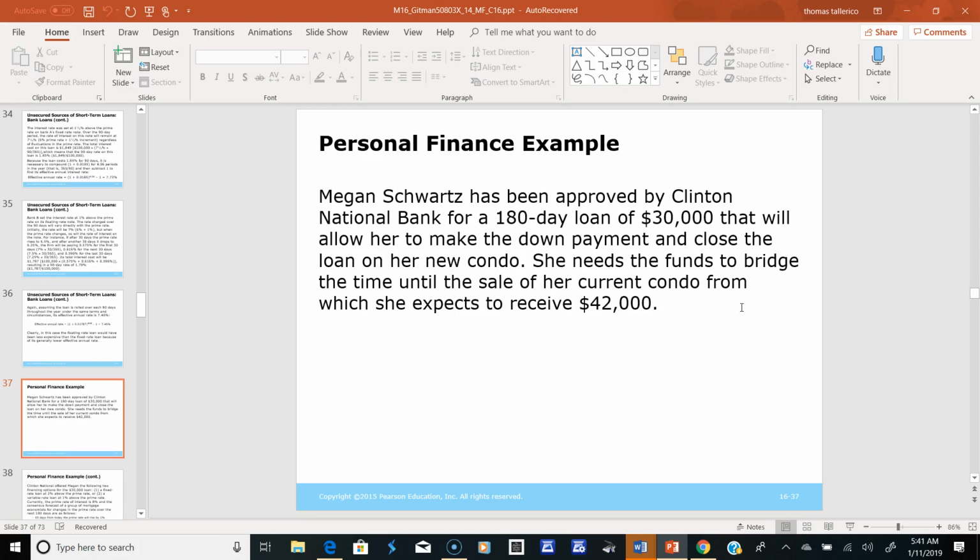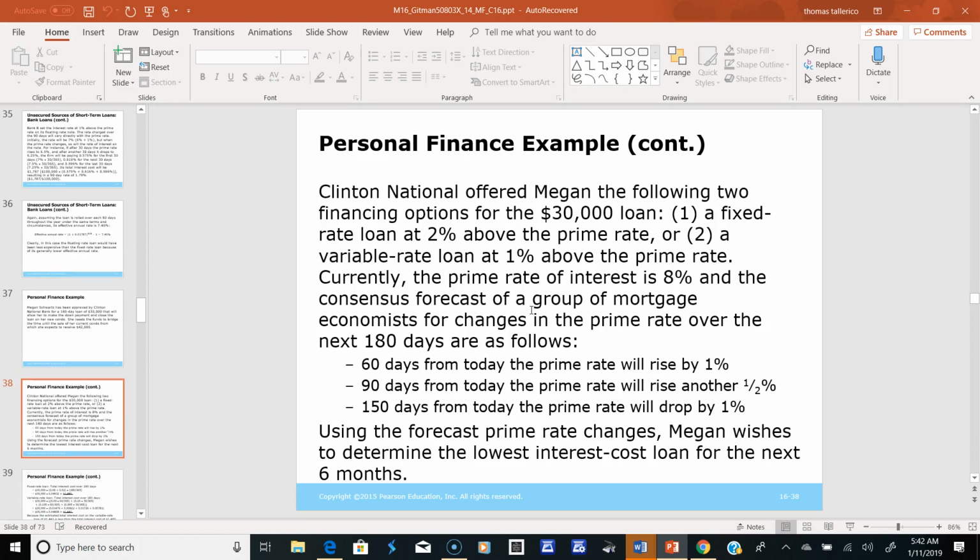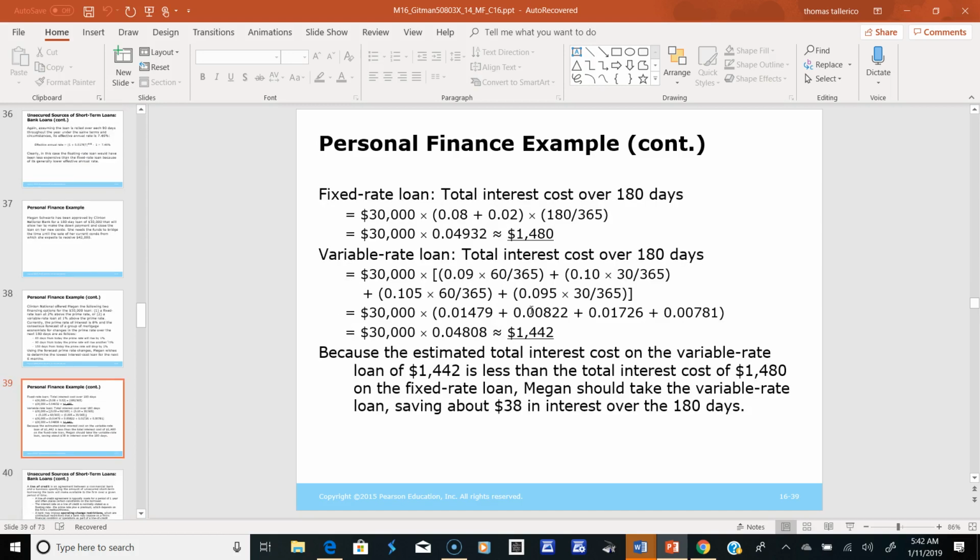Okay, so Megan has an example here. She wants to get a 180-day loan for $30,000 for some part of a condo, right? She wants a bridge loan until she can sell her current condo. All right, so here's what the banks offered her. So she got a couple different bank offers, right? And right here is the calculation of what she should do. And it says she should take the variable rate loan, right? Saving about $38 in interest over 180 days.